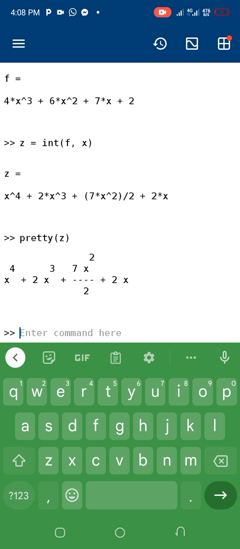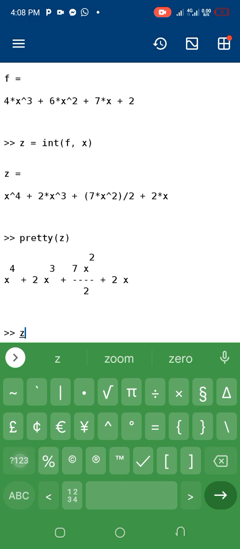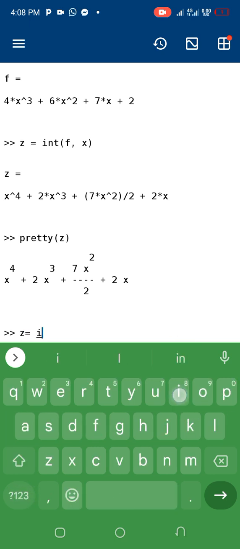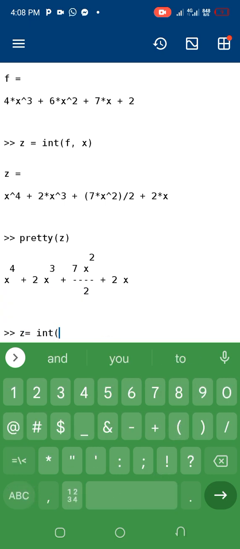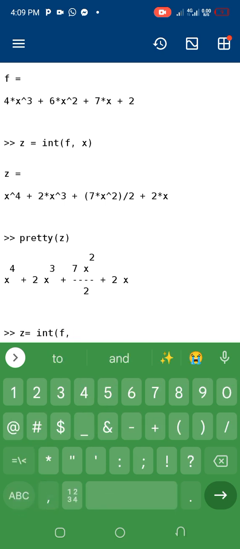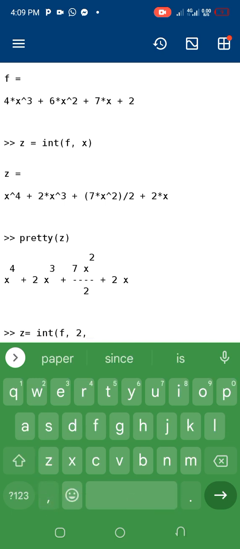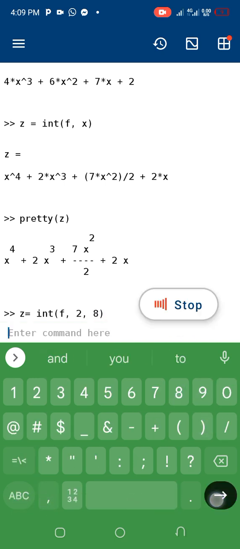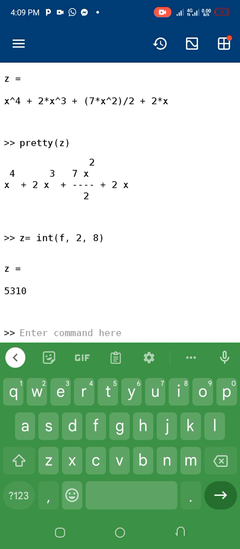Now I want to find the integral of this function with limits. So we will say z is equal to integral of f, then from maybe 2 to 8, for example. So the function z is now equivalent to one value. It returns one value, which is 5310, depending on the limits.